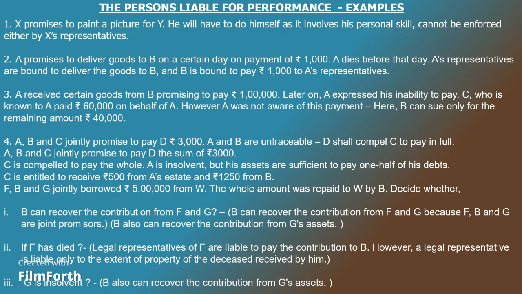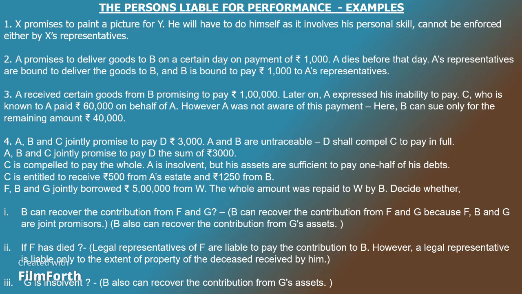Mr. F, B, and G jointly borrowed Rs. 5,00,000 from Mr. W. The whole amount was repaid to Mr. W by Mr. B. Decide whether. Solution. Mr. B can recover the contribution from Mr. F and Mr. G because Mr. F, B, and G are joint promisors. If F has died, legal representatives of F are liable to pay the contribution to B. However, a legal representative is liable only to the extent of property of the deceased received by him. G is insolvent. B also can recover the contribution from G's assets.